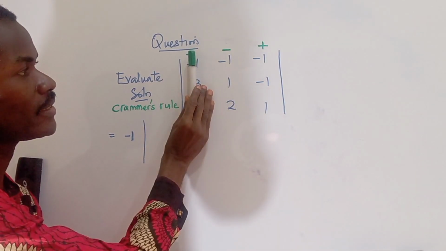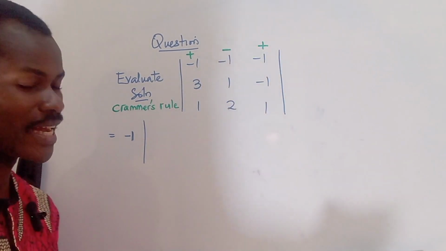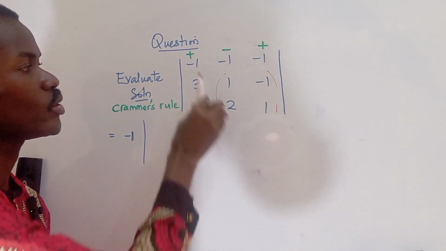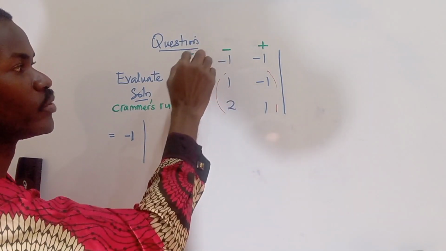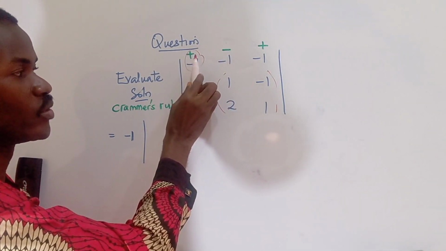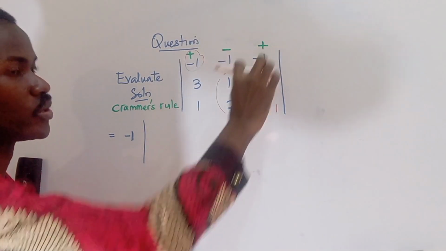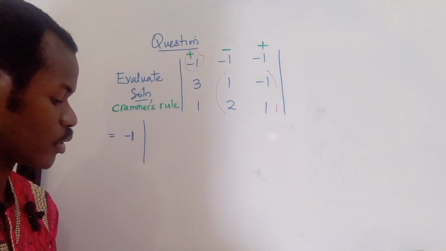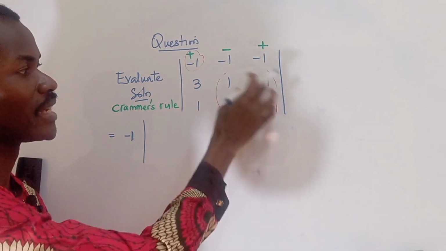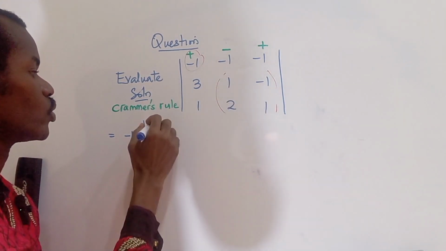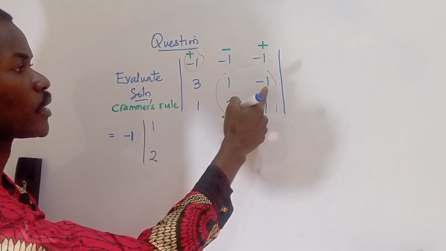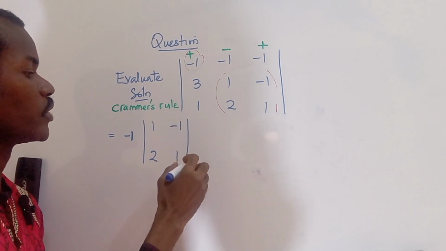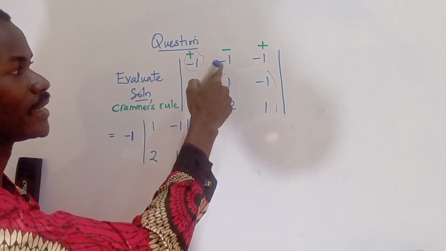if you cover this and also cover this, what are you having left? You'll be having this part left. So if we cover this vertically and horizontally, we'll be having all this left. So you want to bring the determinant from this. So we have 1, 2, minus 1 and 1 here.